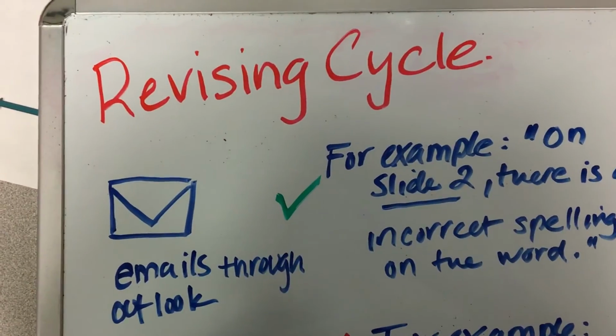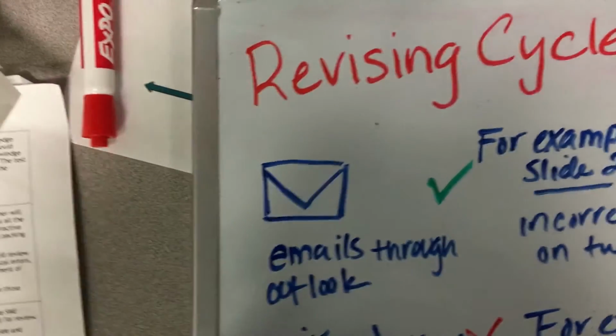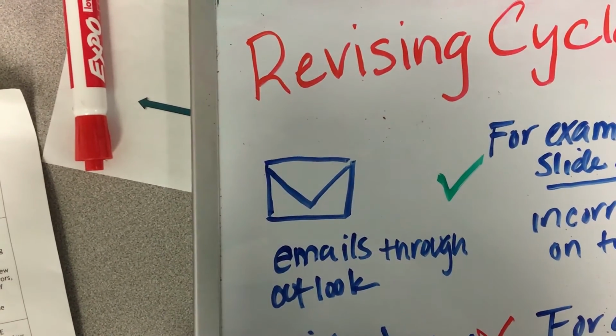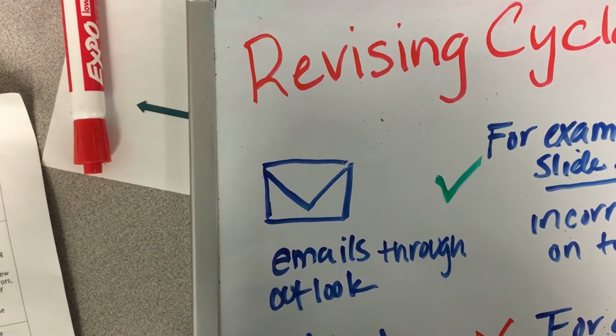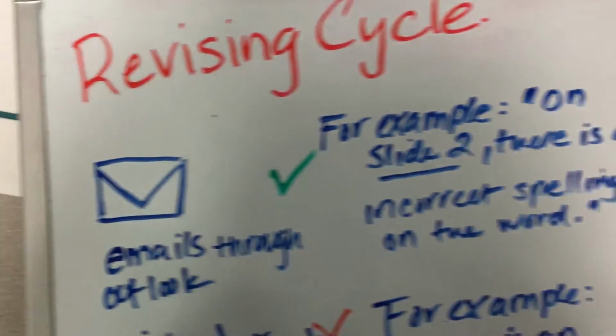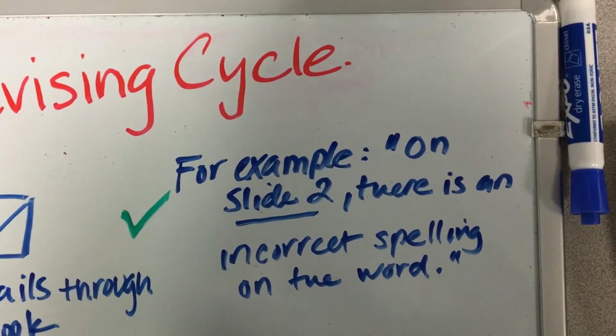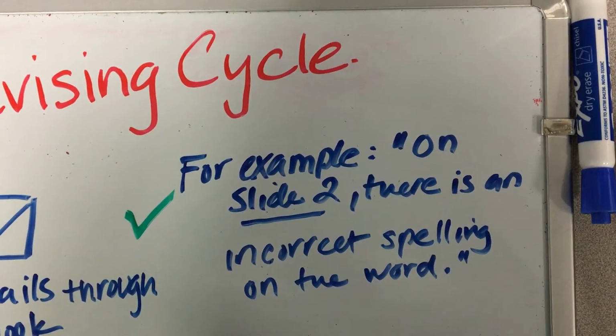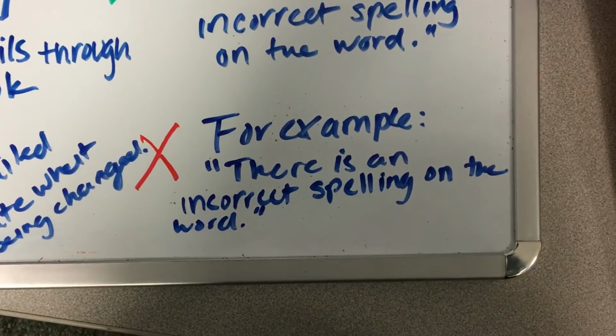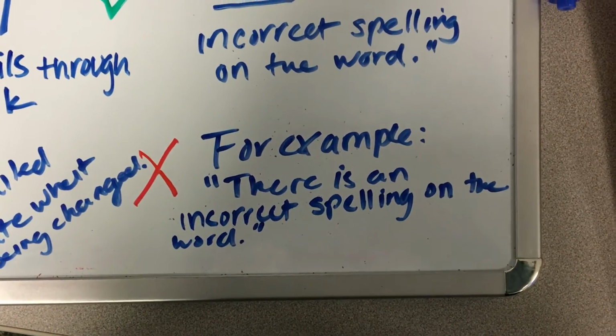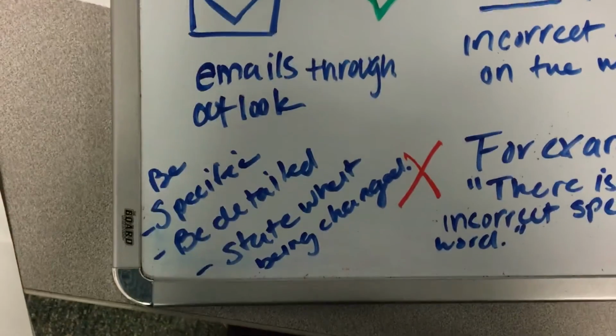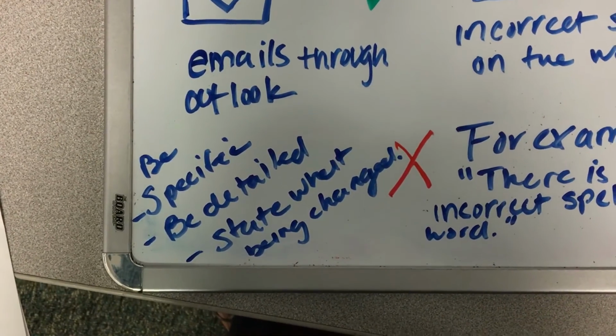During a revising cycle, it's best to use emails through Outlook. Email any punctuation, spelling, grammar, or design errors that you see. Here's a good example. On slide 2, there is an incorrect spelling on the word. Here's a bad example. There is an incorrect spelling on the word. Be specific, be detailed, and state what is being changed.